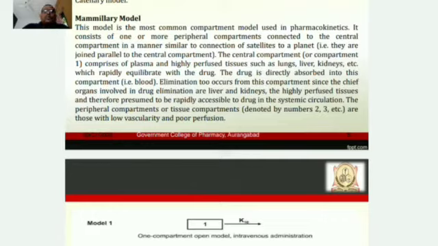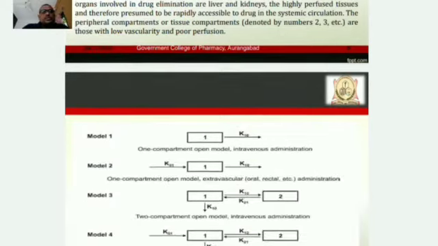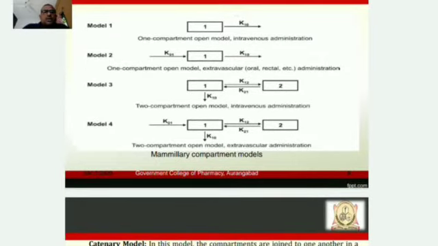The peripheral or tissue compartments are those with low vascularity and poor perfusion. Less blood is flowing to them. They may be muscles or adipose tissues. So these are some of the models.